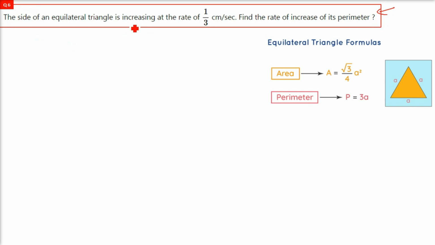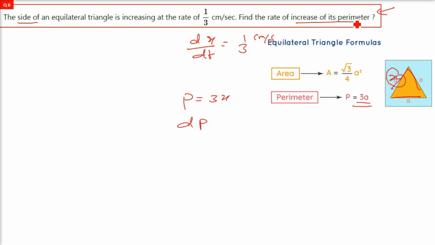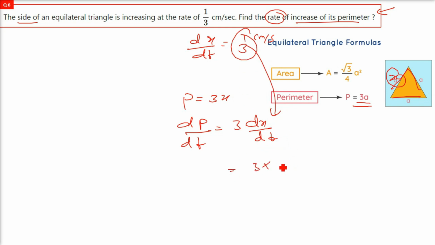The side of an equilateral triangle is increasing at the rate of 1/3 centimeter per second. Find the rate of increase of its perimeter. Again, we are talking about an equilateral triangle. The perimeter is nothing but the addition of the length of the sides. So dx by dt is already given to us, 1/3 centimeter per second. P is the perimeter, the sum of the side lengths. When you assume x, it will be 3x, as there are three equal sides. So perimeter is 3x, dp by dt will be equal to thrice of dx by dt. dx by dt is 1/3. See how tactful the person who made this question is, because they have given dx by dt as 1/3, so you can just cancel, and 1 centimeter per second is your answer.